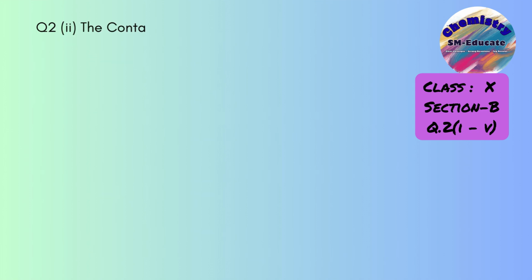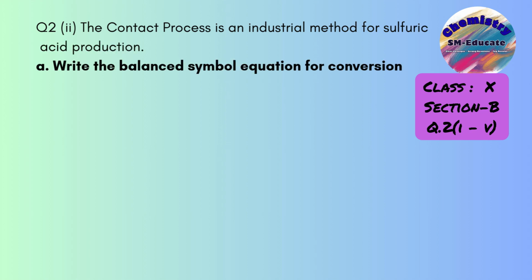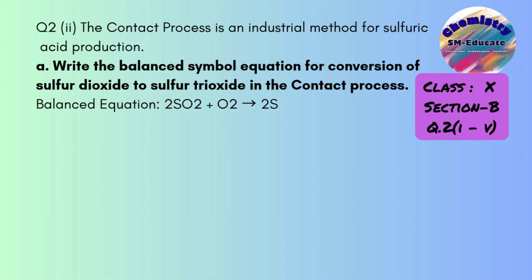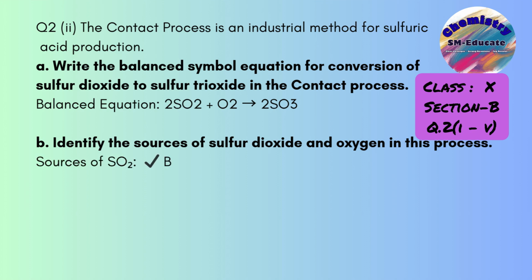Question 2. Part 2. The contact process is an industrial method for sulfuric acid production. A. Write the balanced symbol equation for conversion of sulfur dioxide to sulfur trioxide in the contact process. 2SO2 + O2 produces 2SO3. B. Identify the sources of sulfur dioxide and oxygen in this process. Sources of sulfur dioxide: 1. Burning of sulfur. 2. Roasting of sulfide ores.